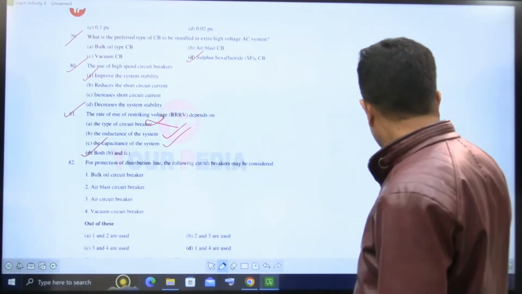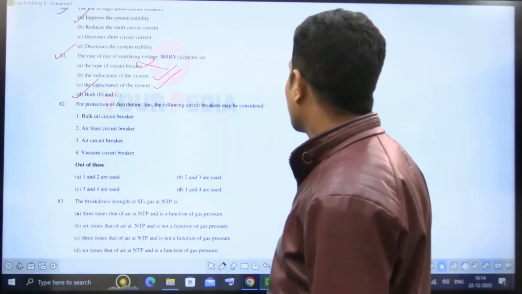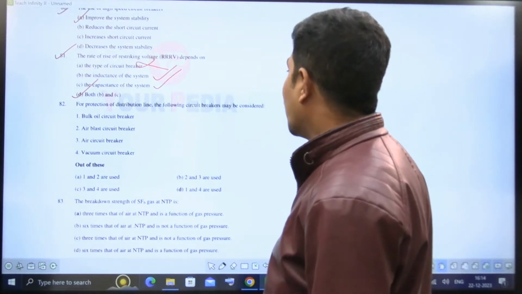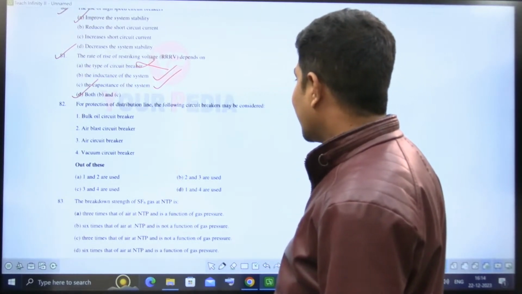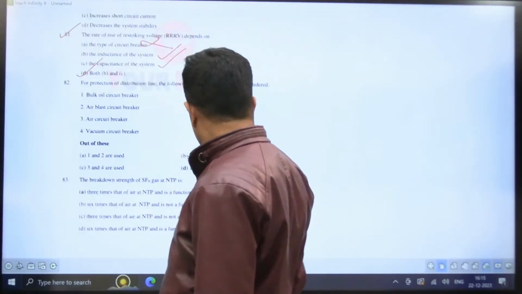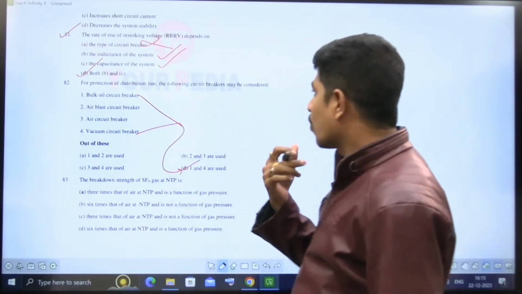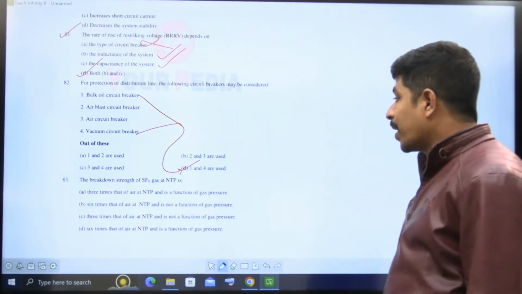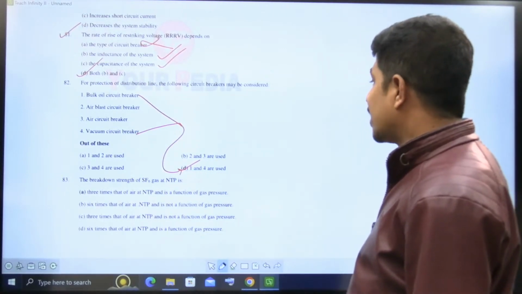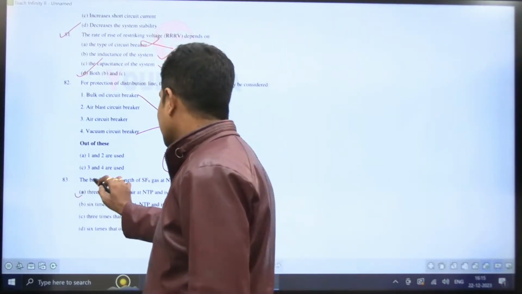Question number 82. For protection of distribution line, the following circuit breakers may be considered. Distribution means low voltage. See, bulk oil circuit breaker, air blast, air circuit breaker, vacuum circuit breaker. 1 and 4, these are the mostly used circuit breakers for protection of distribution lines. Next, the breakdown strength of SF6 gas at NTP is, yeah, 3 times that of air at NTP. Yes, it is 3 times.